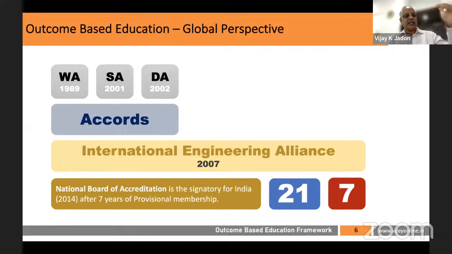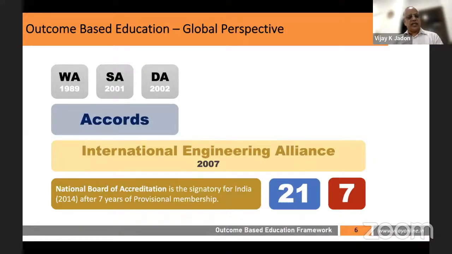They have listed that they should be evaluated on these outcomes. So you have to evaluate the attainment of the outcomes. The list of outcomes was given by this Washington Accord. Six countries came together, and then things moved.